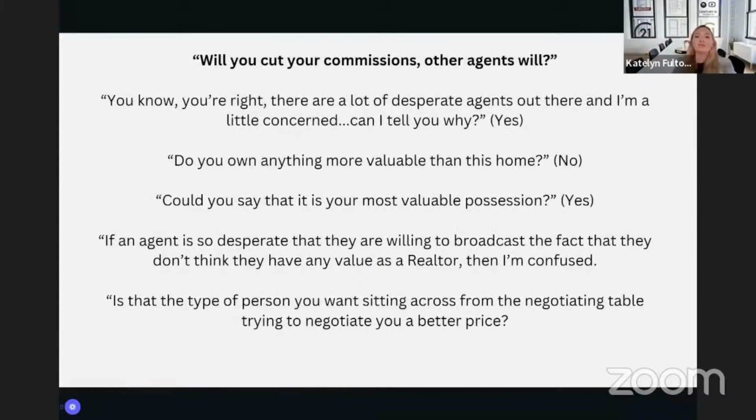Will you cut your commissions? Other agents will. Okay, Sandeep, this one's for you. Other agents will cut their commissions, will you?